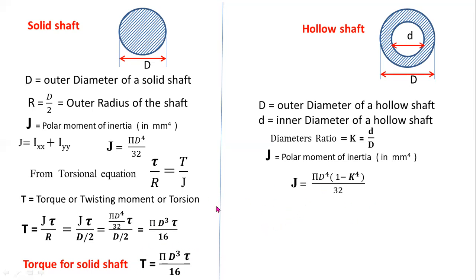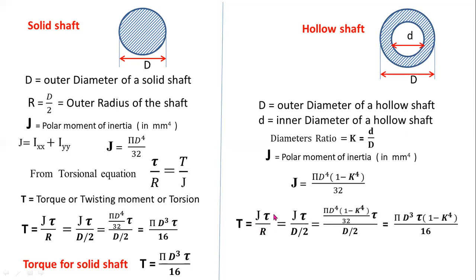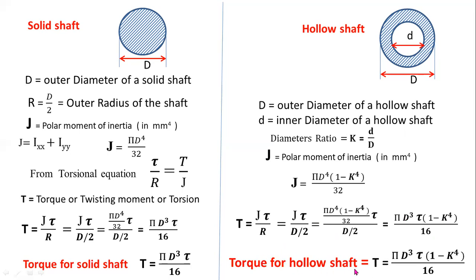In a similar way, for hollow shafts, torque transmitted by the hollow shaft T equal to pi d cube by 16 into tau into 1 minus K power 4. From the torsional equation tau by R equal to T by J, you have to substitute the values of R, tau, and J. So this is the formula for hollow shaft. Please note down this formula also.